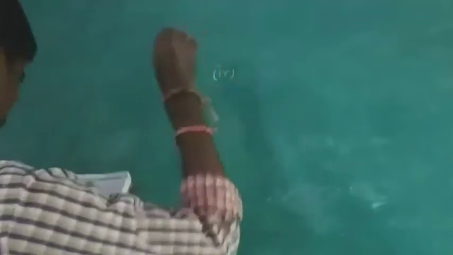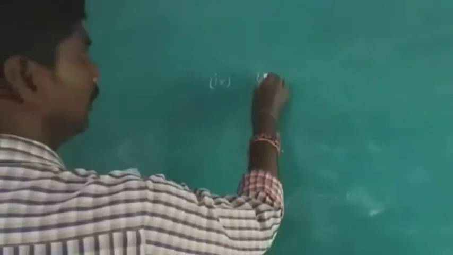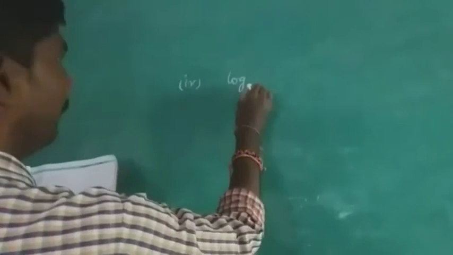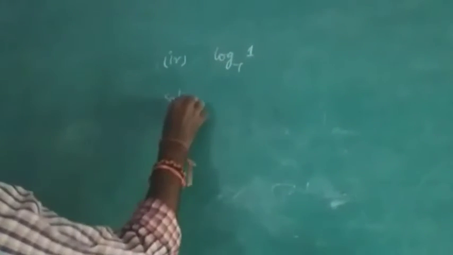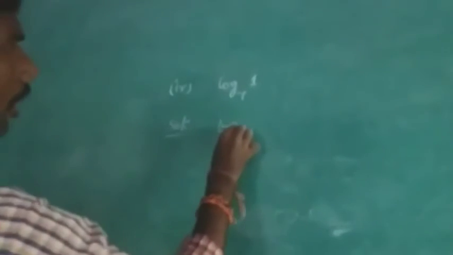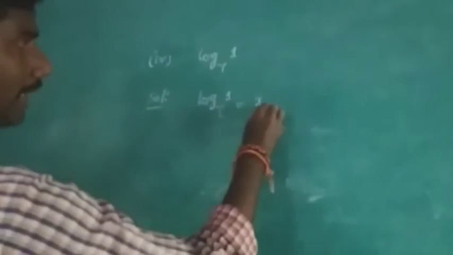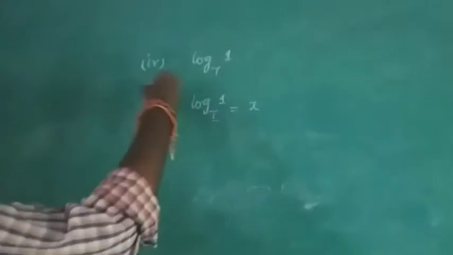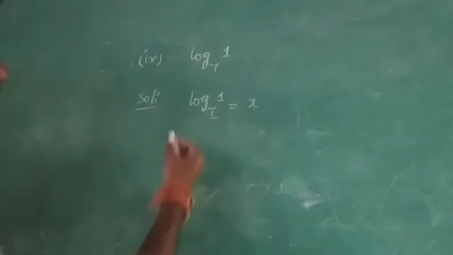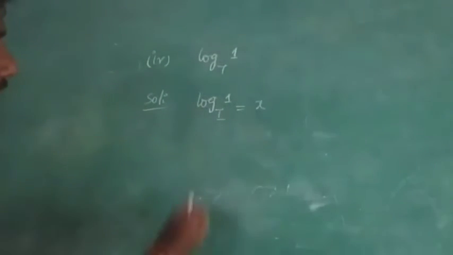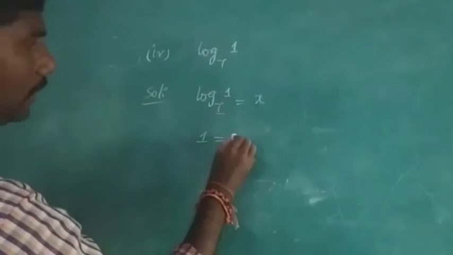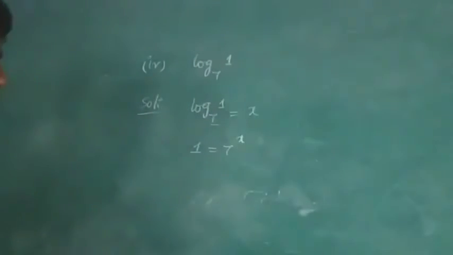Explain the fourth problem. What is the fourth problem? Log base 7 to 1. What is the value of this? See, in this log base 7 to 1 also I am assuming as x. 7 you are transposing. I told you clearly this is there in the logarithmic form. Now you are going to change into exponential form. 1 is equal to 7 to the power of x.